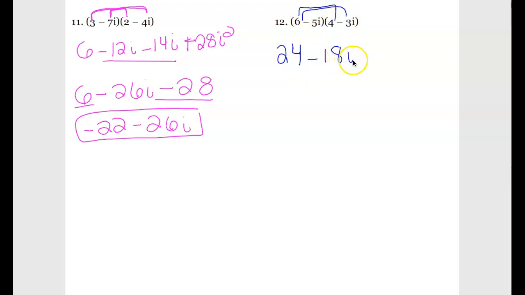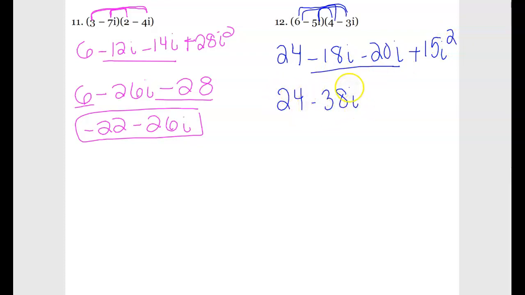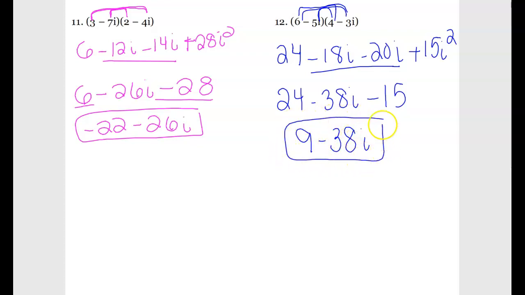Minus 18i minus 20i plus 15i squared. 24 minus 38i minus 15. 24 minus 15 is 9 minus 38i.